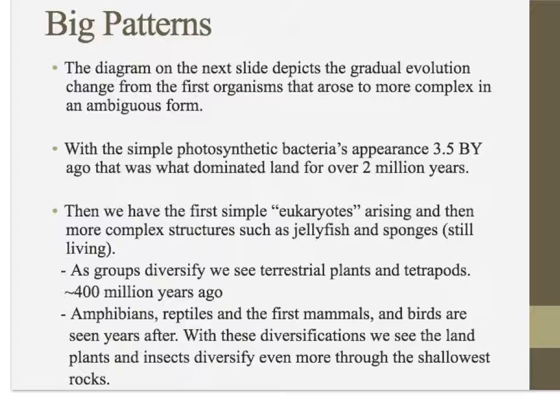With the simple photosynthetic bacteria's appearance 3.5 billion years ago, that was what dominated for a very long time. Then we have simple eukaryotes arising, and then more complex structures like jellyfish and sponges that arose after. As groups diversify, we see terrestrial plants and tetrapods. Amphibians, reptiles, and the first mammals and birds are seen years after. With these diversifications, we see the land plants and insects diversify even more through the shallowest rocks.